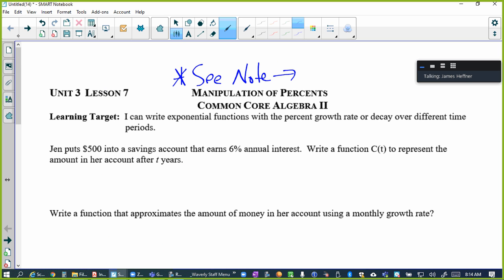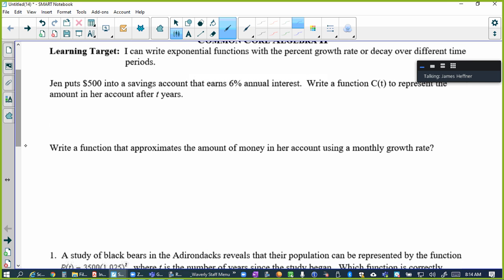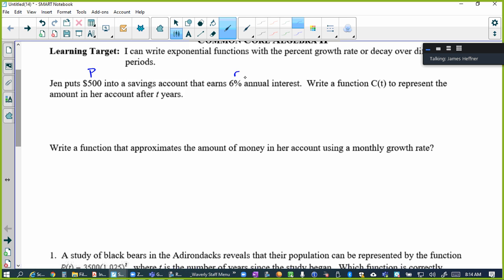All right, so let's look at some examples. Not all of these examples are compound interest, but we'll get into more of that in the next section. So this first one says Jen puts $500 into a savings account, right? That'd be our principal, wouldn't it? And it earns 6% annual interest. There's our R, annual rate. So they want us to write, okay, so the compounding is only once per year, right? Did everybody catch that? They want us to write a formula. So P, principal is 500.